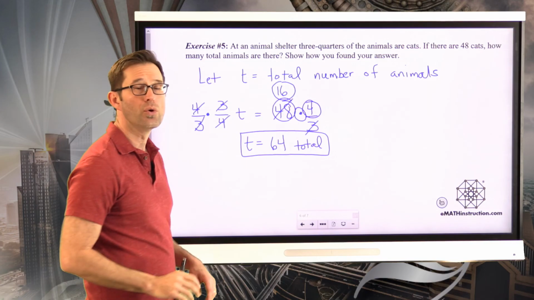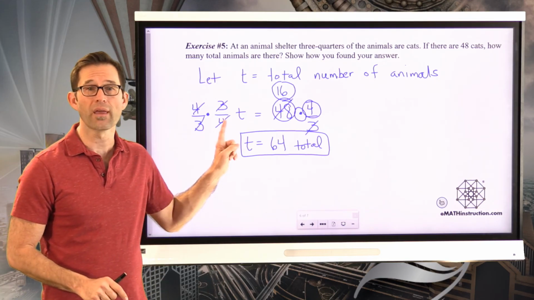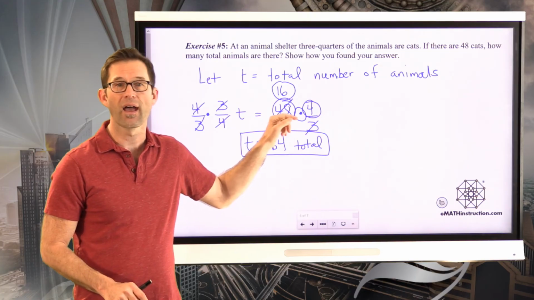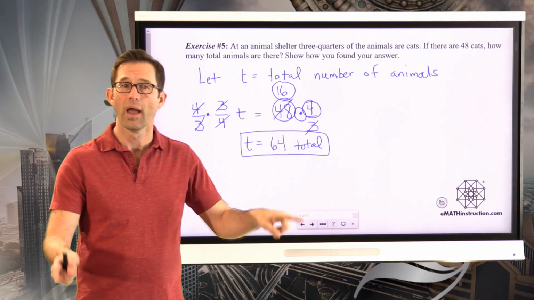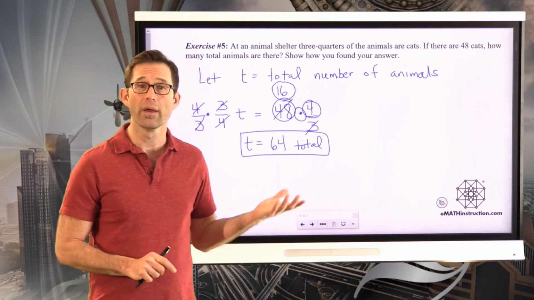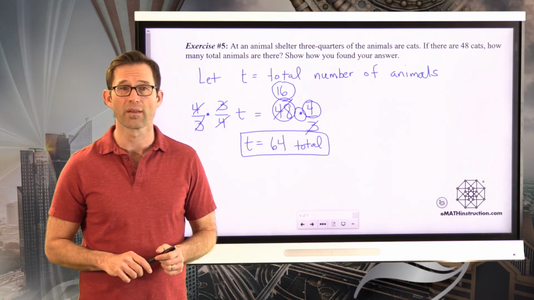All right. You could certainly also do it with a ratio, right? Or a tape diagram. You could say 3 cats are to 4 total, and then you could say 48 cats are to t total. And you could do your cross multiplying and work it all out. If you did it that way and you got 64, awesome, because obviously you then did it correctly.